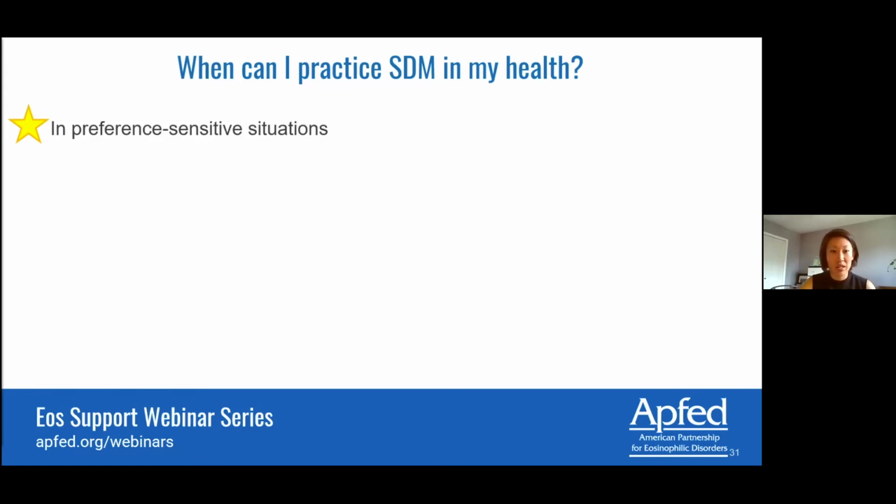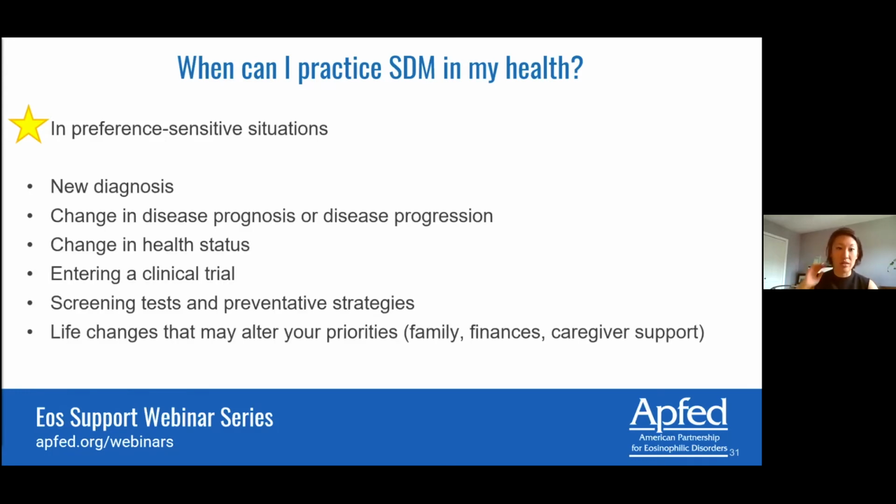But shared decision-making can be great when there's a new diagnosis, so you don't really know about the different treatments. You need to get that knowledge. When the disease prognosis is changing or something is changing about the decision to treat, a change in your health status, when you're about to enter a clinical trial. So say you've exhausted standard treatments and we're looking at the next tier, what are the options in terms of trials? There's a lot of risks and benefits there versus trying some other therapies.